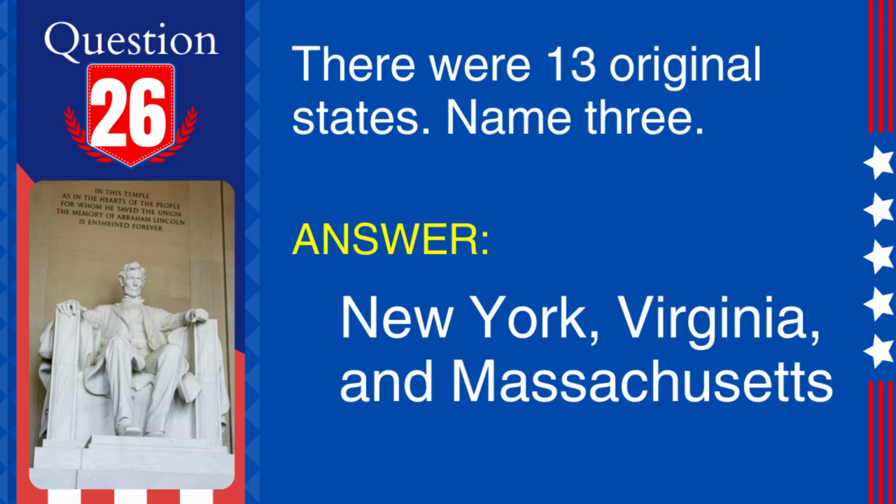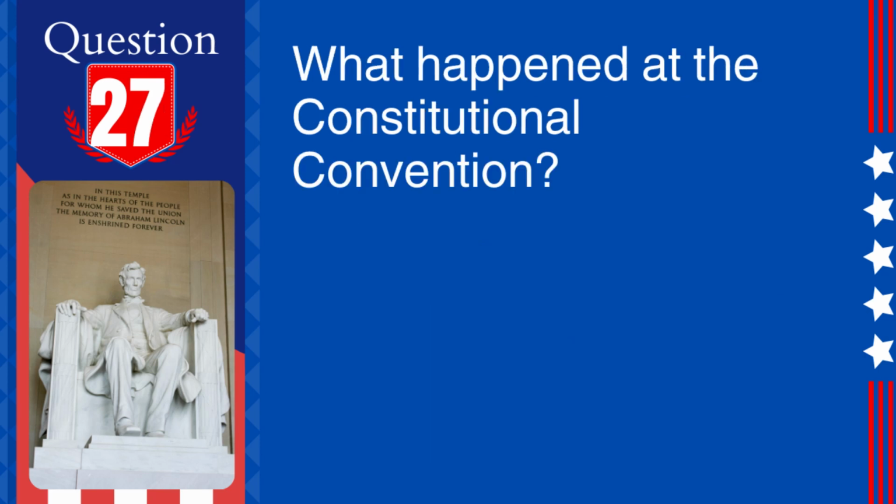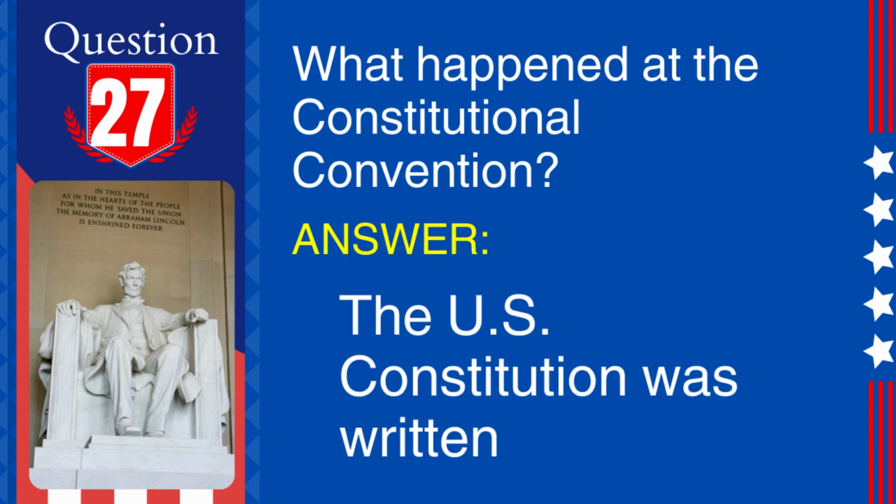Answer. New York, Virginia, and Massachusetts. Explanation. These were among the original 13 colonies that declared independence from Britain and later became states. 27. Question. What happened at the Constitutional Convention? Answer. The U.S. Constitution was written. Explanation. The Constitutional Convention was held in 1787 in Philadelphia, where the Constitution was drafted.